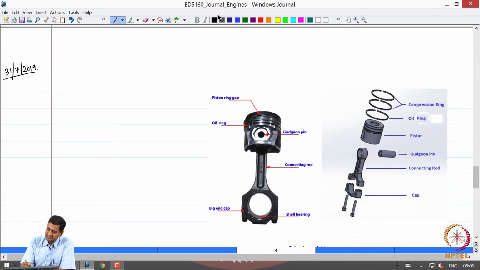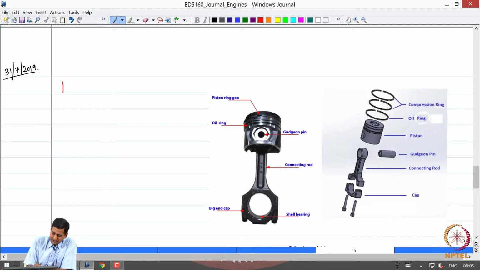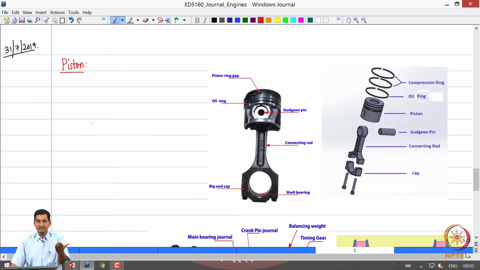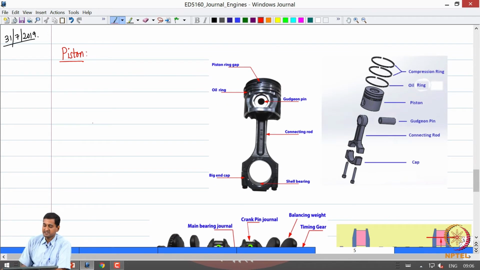The next important component which is fit within the cylinder block is the piston. The piston is a component on which the forces that are generated due to the combustion process act, and the thermal energy is converted to kinetic energy. So it's a very important component in an internal combustion engine. If you look at a typical piston, the construction is something like this.